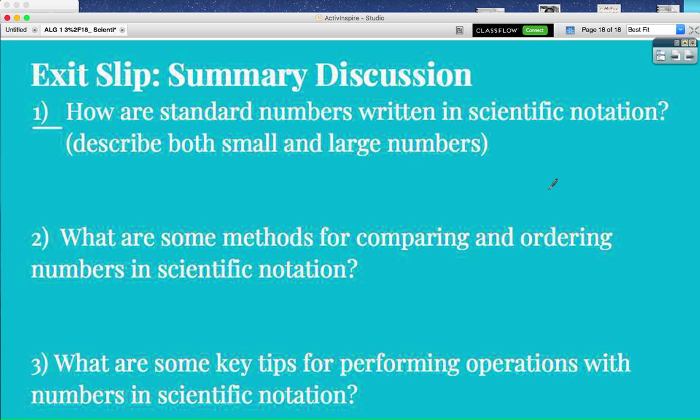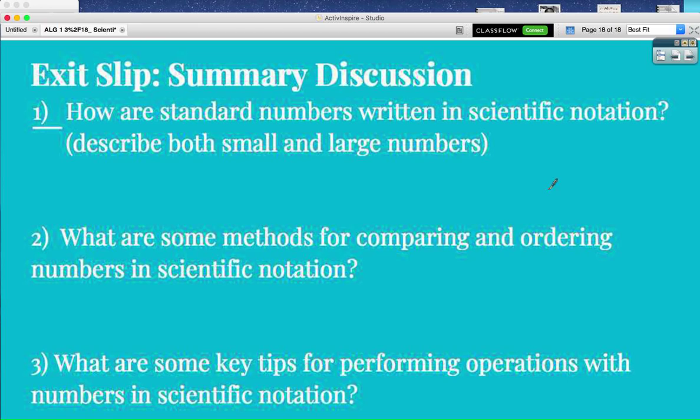Okay, so exit slip summary discussion: how are standard numbers written in scientific notation? It's both small and large, so we talked about moving to the left, to the right. However many times the decimal is moved affects the exponent. If it moves to the left, it's going to be one sign. If it moves to the right, it's going to be the opposite.